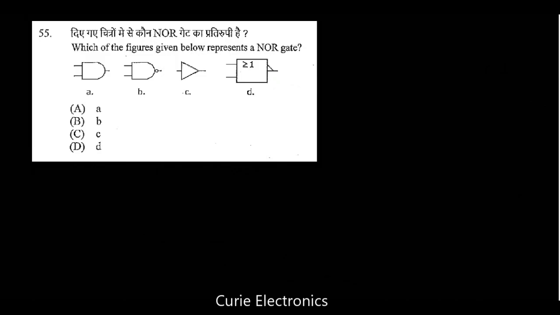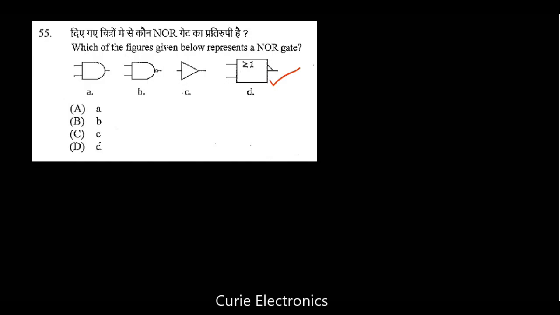Question number 55. Which of the figures given below represents a NOR gate? The right answer is option D. Actually, after I finished the question paper, I realized I made a mistake on this question, so this is a retake of this question.